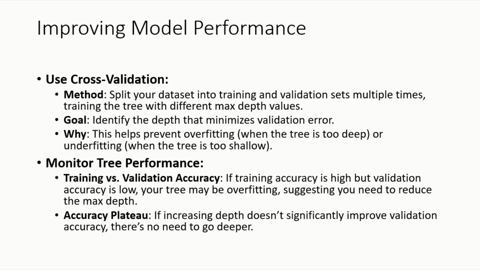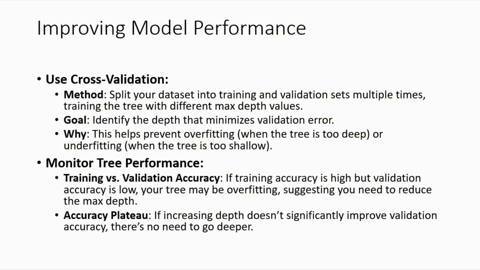You can improve your model performance using cross-validation. And the method is to split your data set into training and validation sets multiple times and train the tree with different parameters. In this situation, we're talking about max depth, but it could be minimal samples for each leaf. And we're going to use some of those different parameters when we actually perform the analysis using Python.